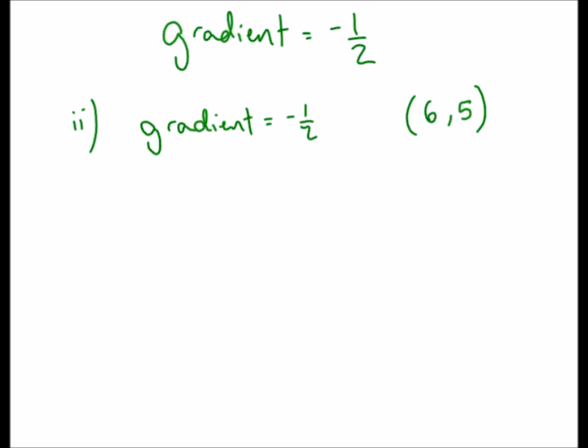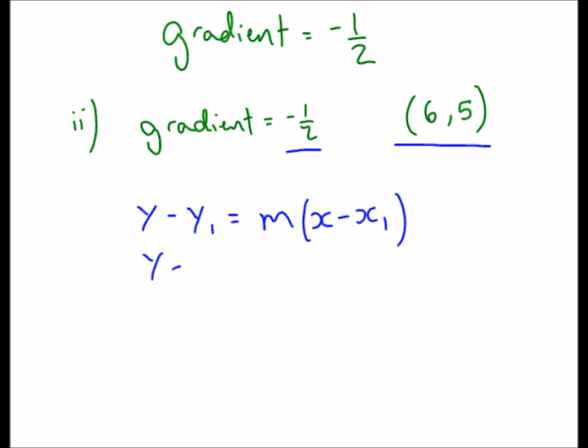So I'm going to start off with the equation for a line where I know the coordinate and I know the gradient. And we know that that is y minus y1 is equal to m(x minus x1). I can substitute in my values. y minus y1, well, y1 is my y value in my coordinate, so that's 5, is equal to m, well, that's my gradient, so that's -1/2, (x minus x1), well, that's my x coordinate, so that's going to be 6.